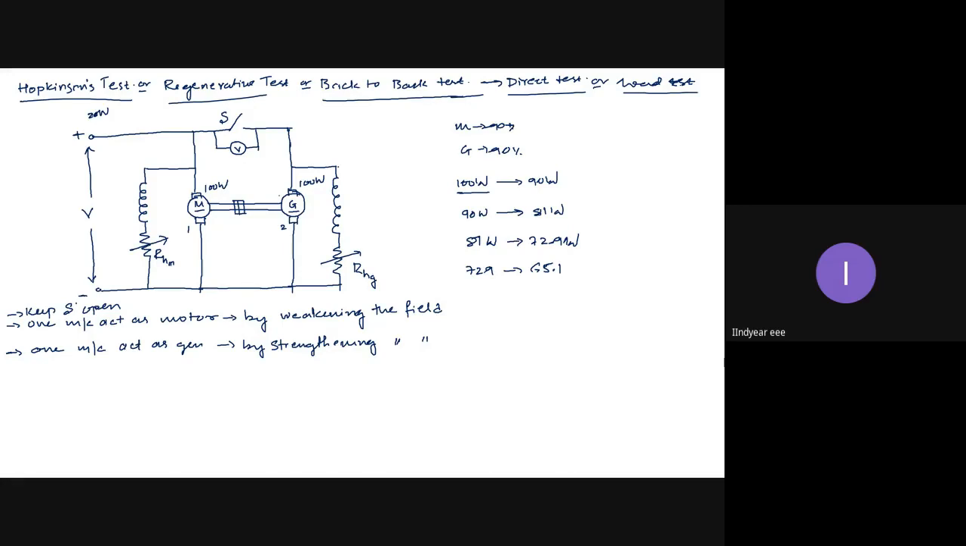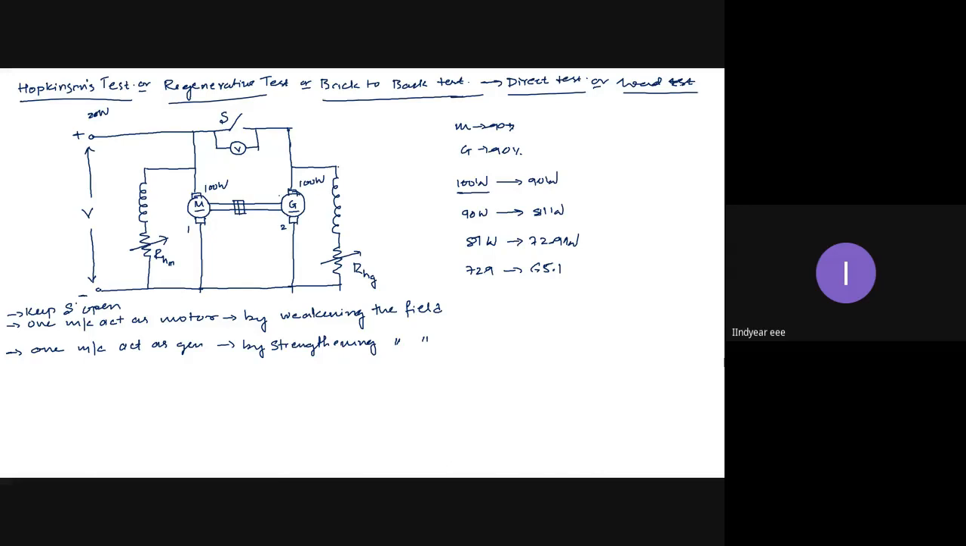So with weakening the field, I get more speed because speed is inversely proportional to flux. When I weaken the flux, speed will increase, that is, it will give more mechanical output. When I strengthen the field, induced EMF increases. Therefore, that will act as generator. So one is giving out mechanical output, the other is giving out electrical output, and these two are connected back to back. The mechanical output is connected to the generator as input, and the electrical output of the generator is connected to the motor as input. Hence this is known as back-to-back connection or back-to-back test.